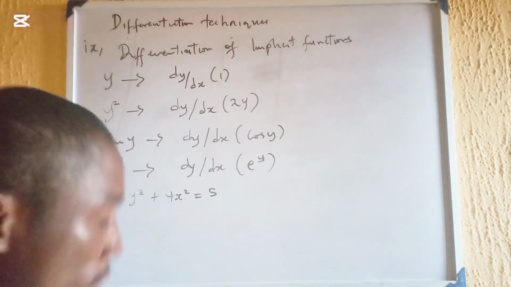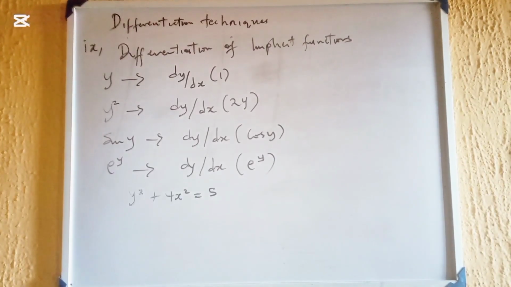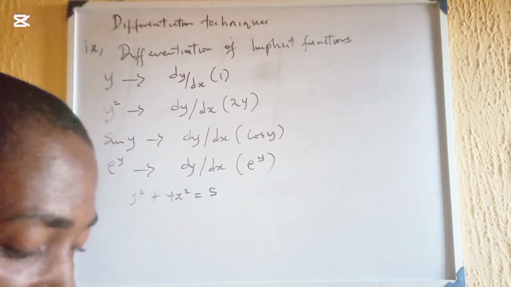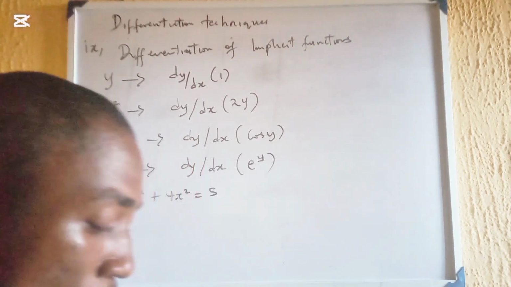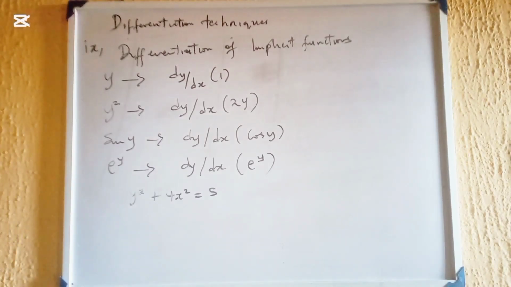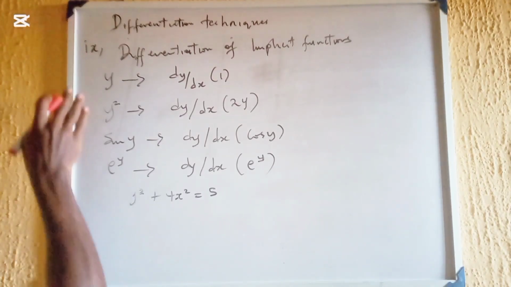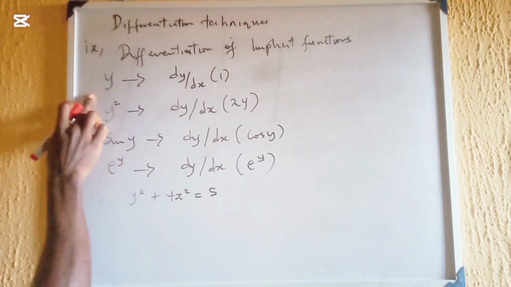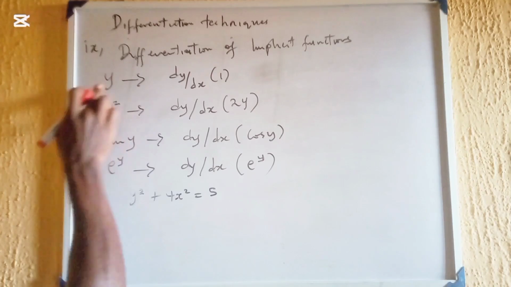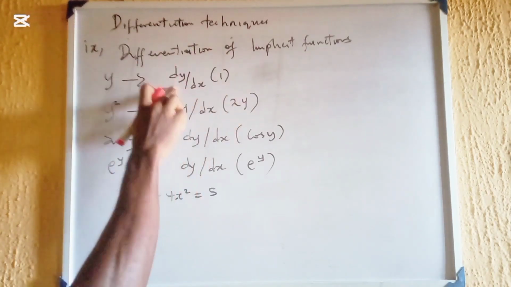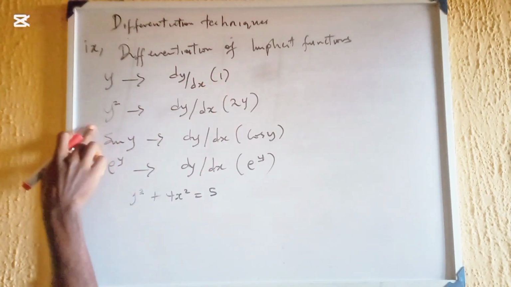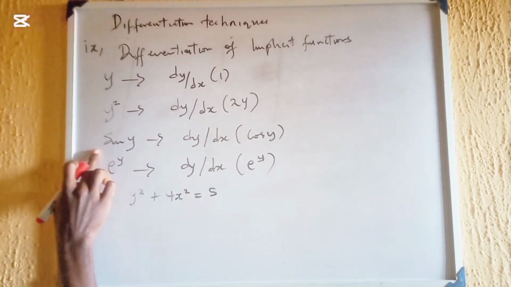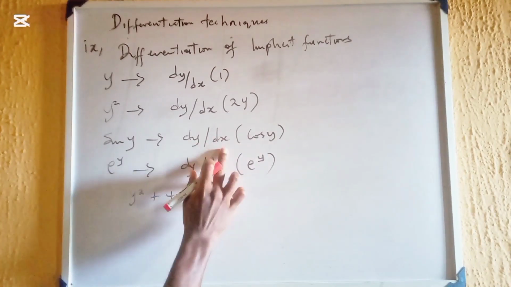The next technique we are considering is the differentiation of implicit functions. When the relationship between y and x is more involved, then a function of y is handled like a function of x with dy/dx attached to it. What that means is this. If we have y, then we'll have dy/dx into 1. Remember, when you differentiate x, you have 1. Now, when we differentiate that y, we'll have 1 with dy/dx attached. Then, when you differentiate y squared, you have 2y, then dy/dx attached. When you differentiate sin y, you have cos y, dy/dx attached to it.